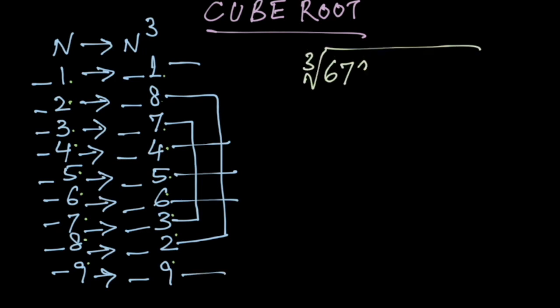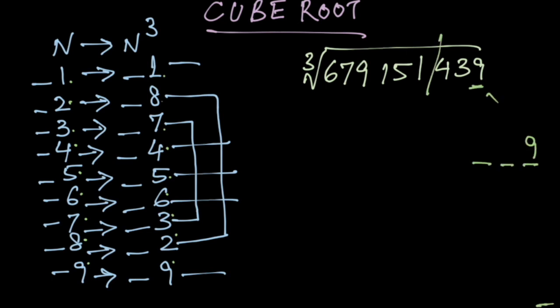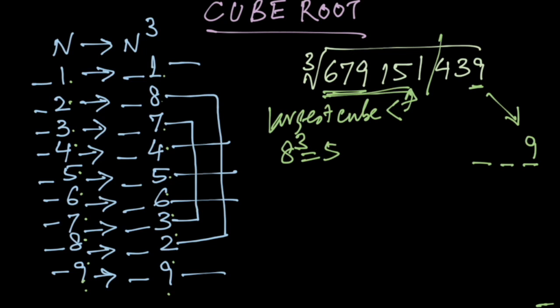So now let's do this. Since we have to find the cube root, we will split at the last third digit. Since it is ending in 9, we know that the ones digit of the number will be 9. Now we have to find the largest number whose cube is less than this number. If we do 8 cube we get 512, and if we do 9 cube we get 729. So here we have 679. The most significant digit of the cube root must be 8.